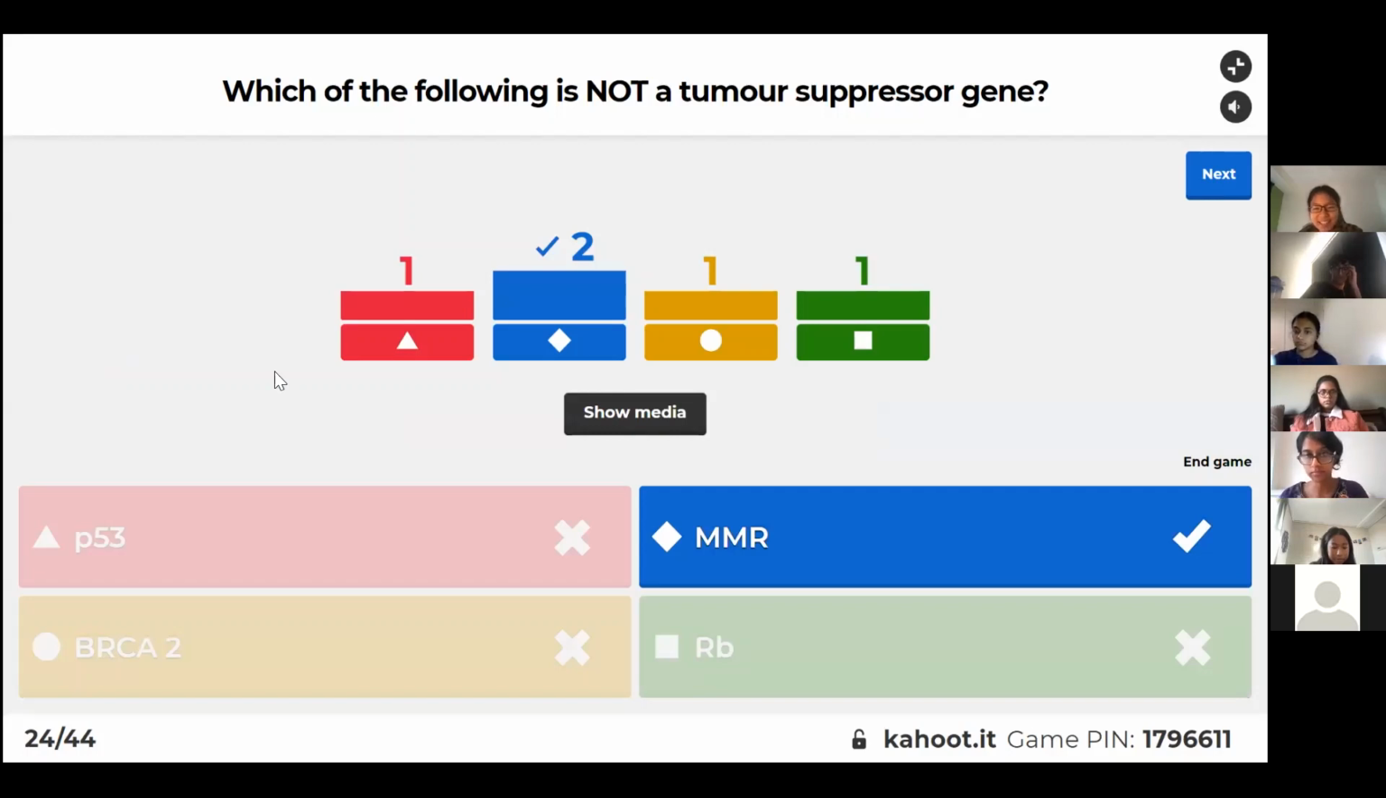Yeah, well done. So MMR is mismatch repair gene. So that is not a tumor suppressor gene, I don't think. But like other types, so like P53, BRCA, and RB, which is the retinoblastoma gene, they're all tumor suppressor genes.